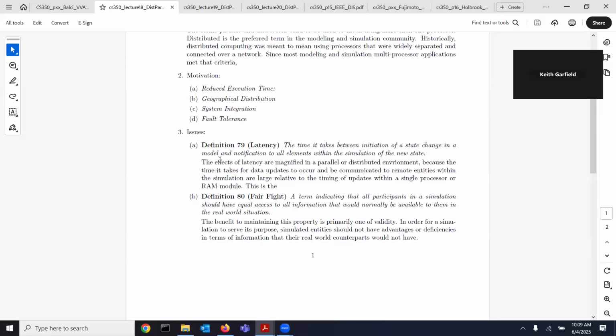That leads to something called fair fight, which again, this is specifically about DoD training. Basically, it means if I'm in a building and an opponent opens the door and shoots me, but I wasn't even told that the door was open, that's not fair, right? That is not a fair fight. We both have to be apprised of what's happening at the same time. That's fair fight. And it's about latency.